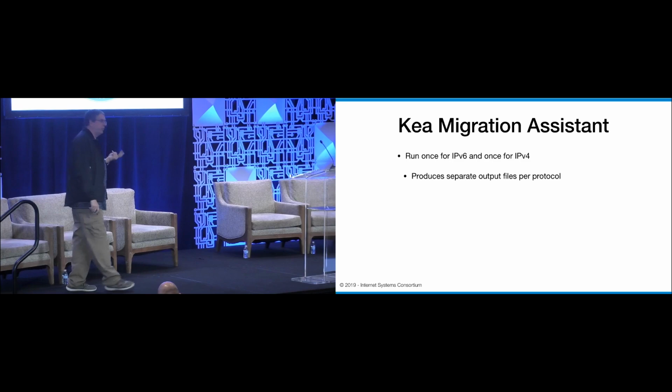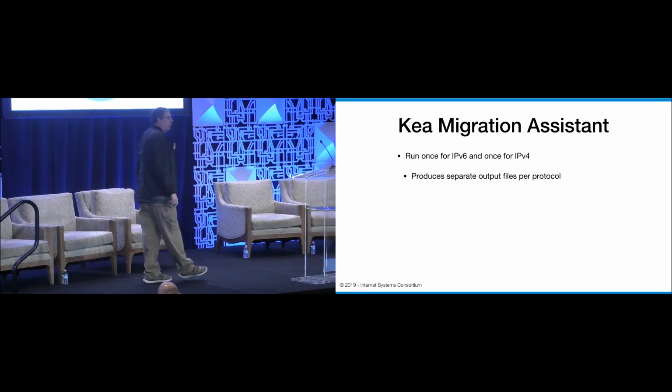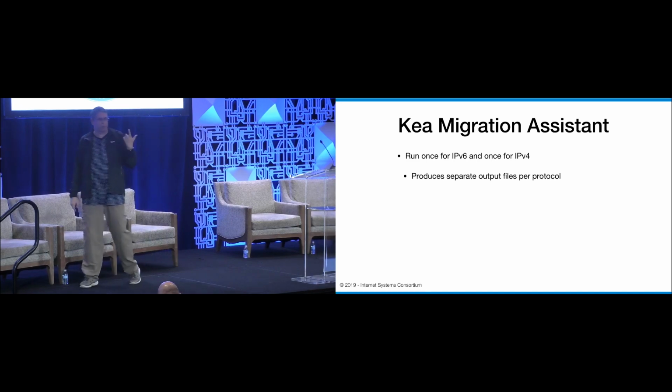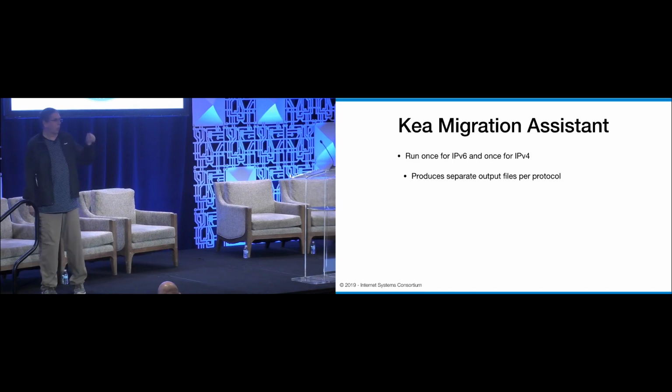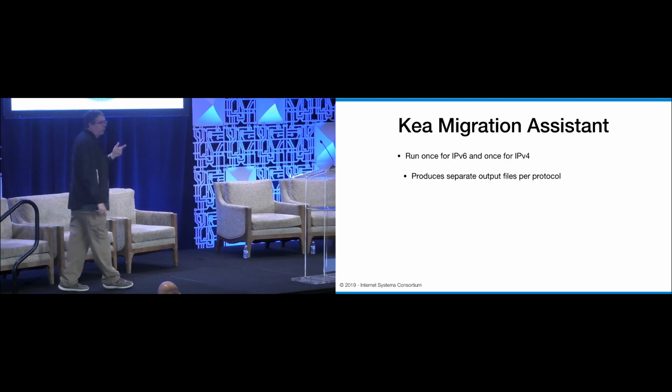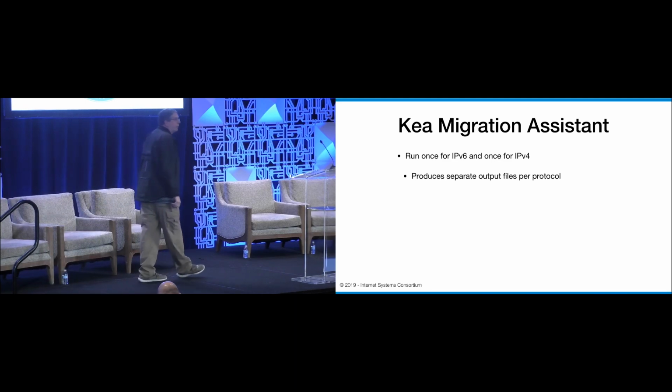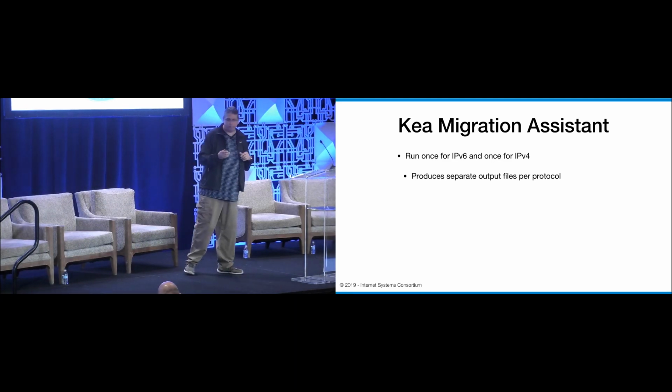Kea is a little bit different than the ISC DHCP server because it actually runs two separate daemons, one for IPv4 and one for IPv6. So when you run Kea MA, you're going to run it once to create the IPv6 version of your configuration and once to create the IPv4 version.